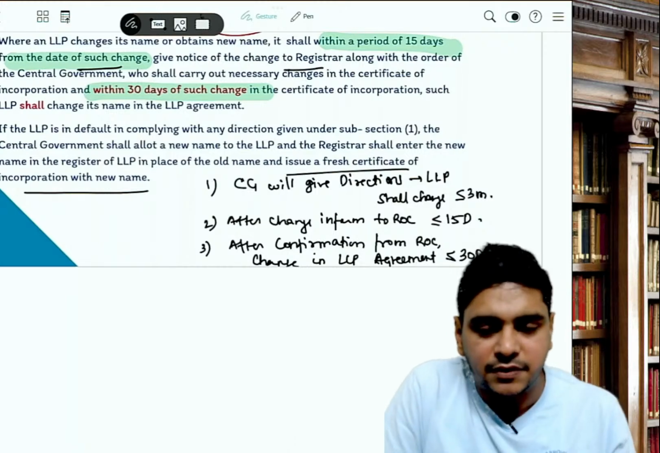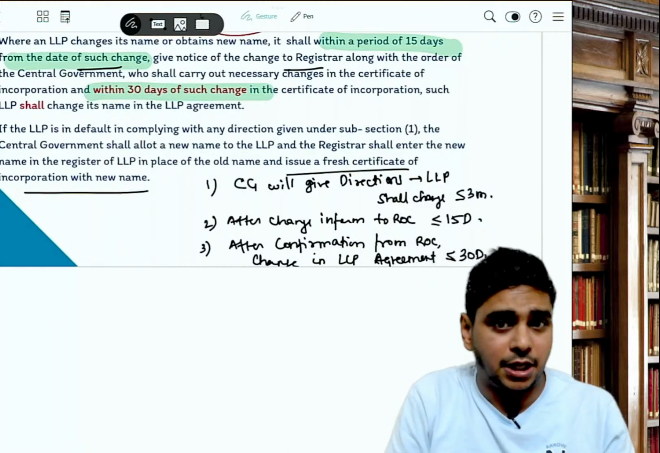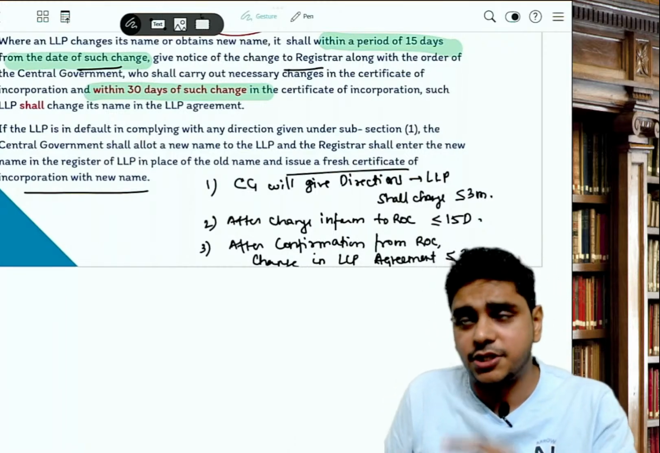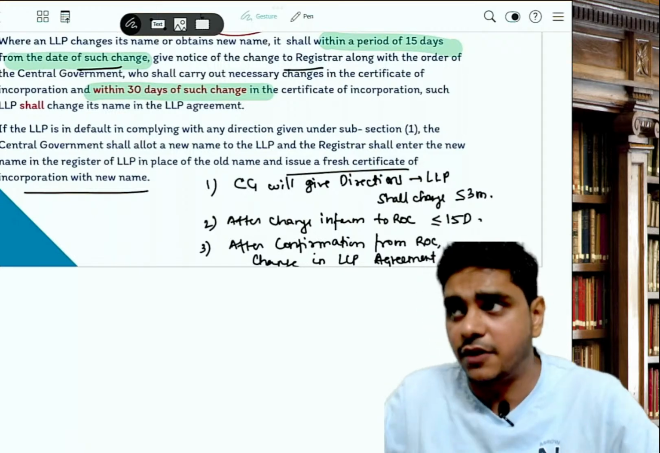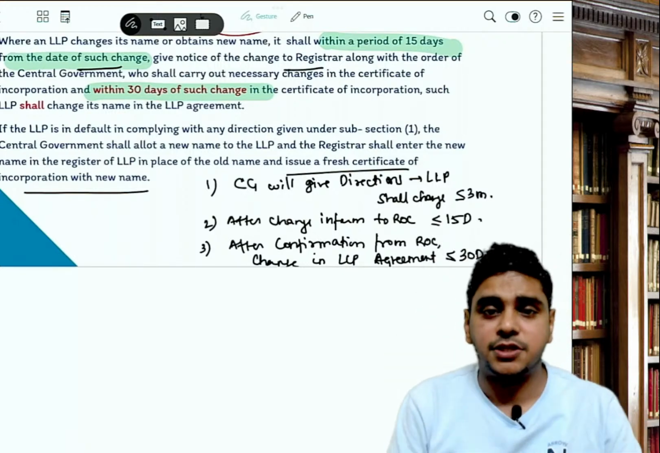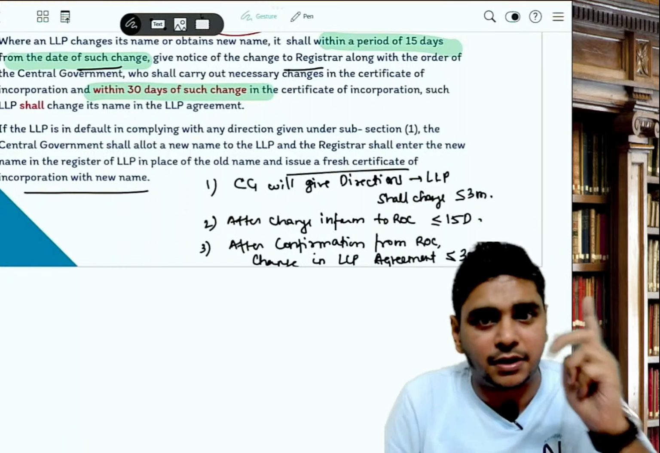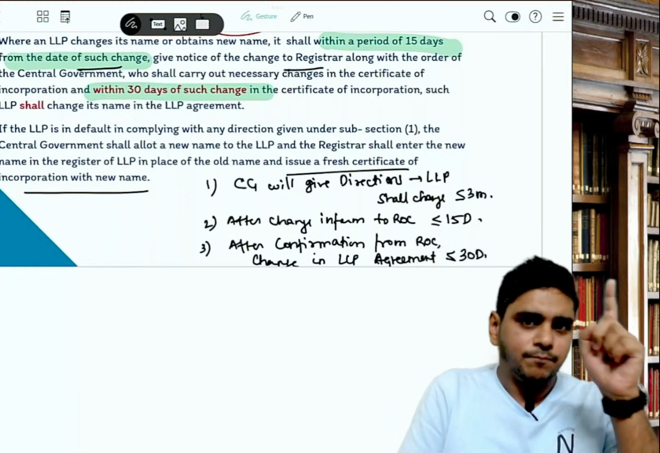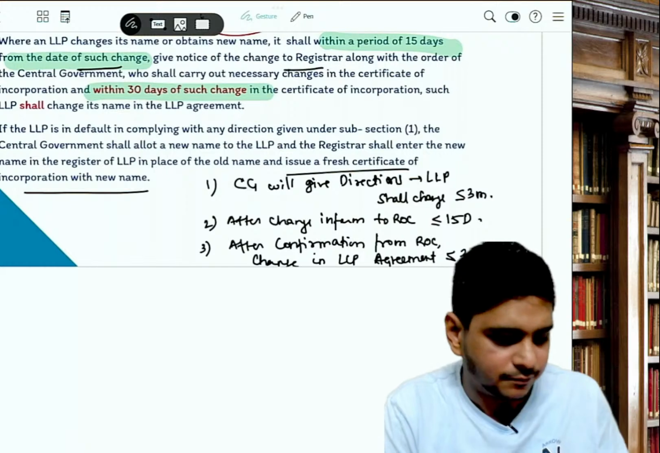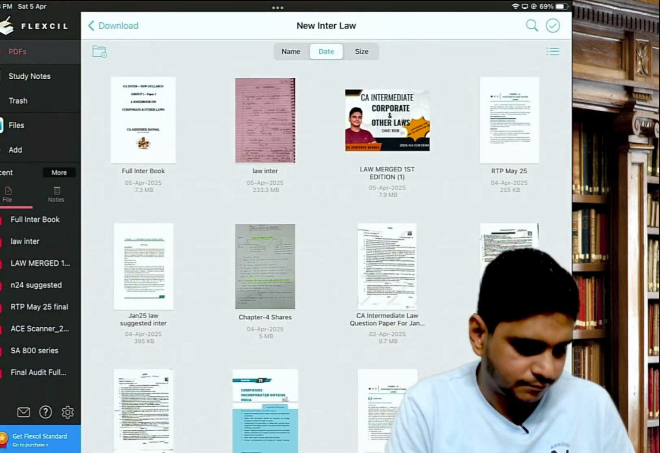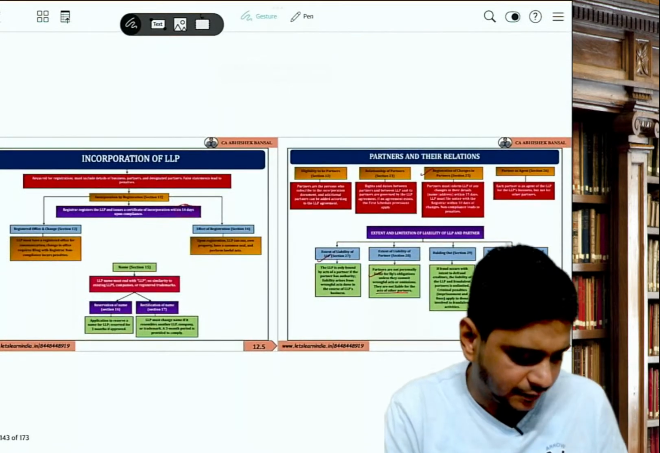Sir, CG will give the directions to LLP. Such change will be done by the LLP within 3 months. After the change, the LLP will inform the ROC within 15 days. After confirmation from ROC, LLP will change the LLP agreement within 30 days. 3 months, 15 days, 30 days, very important. Please mark this answer in the exam, it will be there. Sections 15, 16, 17.